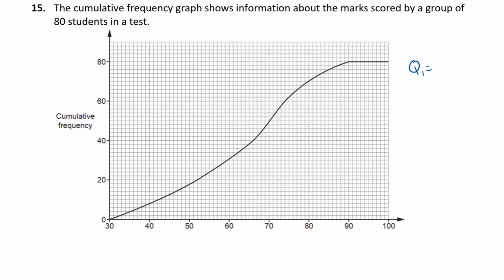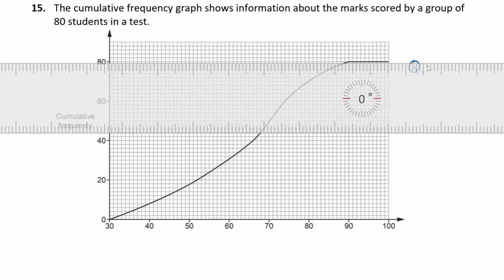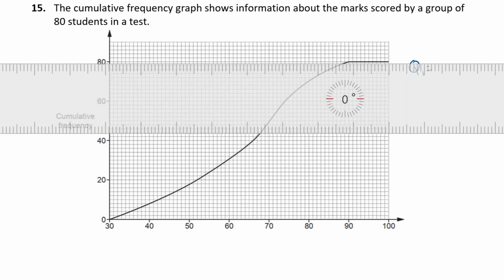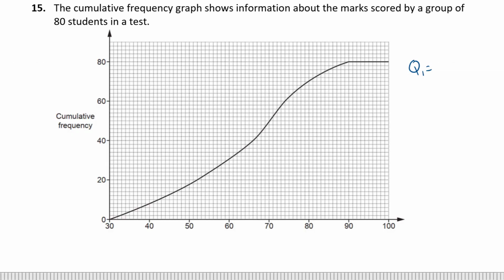Now, you can see from our graph that it goes up to 80. So the highest point on this graph is 80. That means that there were 80 students in the test, and actually they've told us in the question, so I should have known that already. So 80 is the number of elements.